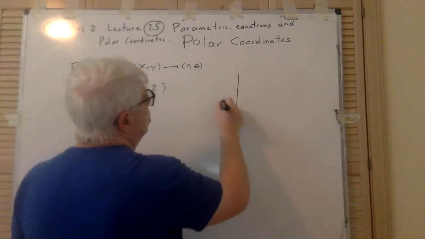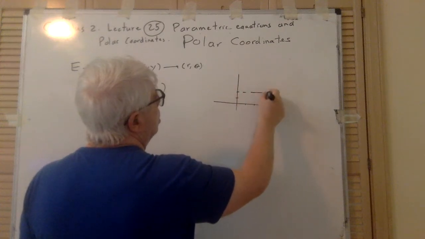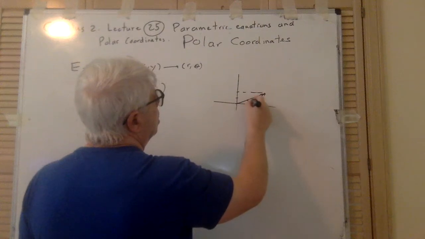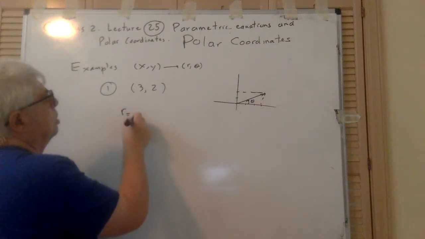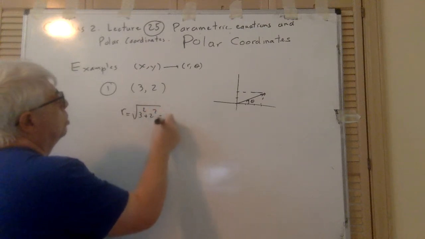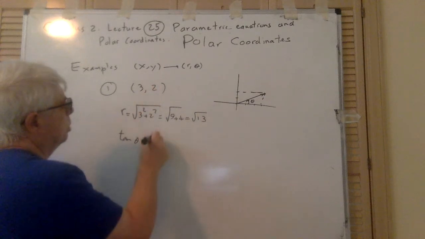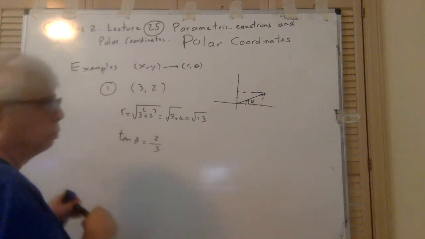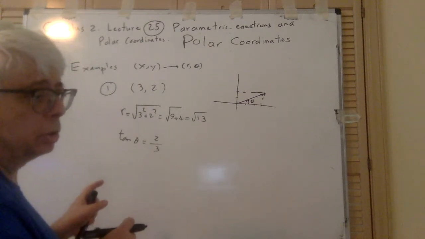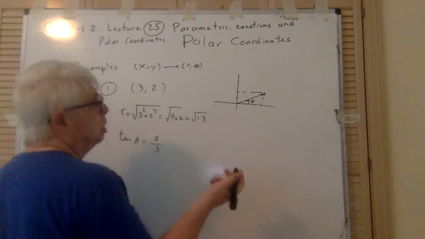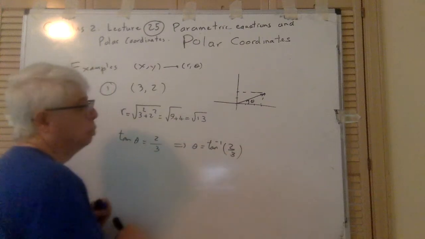I said draw the picture, so this point is 1, 2, 3, 1, 2, so it's somewhere here, right? So this is 3 and 2. And theta is this, positive, and so I would say R is the square root of 3 squared plus 2 squared, which is square root of 9 plus 4, square root of 13. For theta, I write tangent of theta is y over x, 2/3. I can write tan inverse, but tan inverse is an angle between negative pi over 2 and pi over 2. So using tan inverse is okay, but you have to be careful. In this situation, everything is positive, so theta is tan inverse of 2/3. This is perfectly all right.